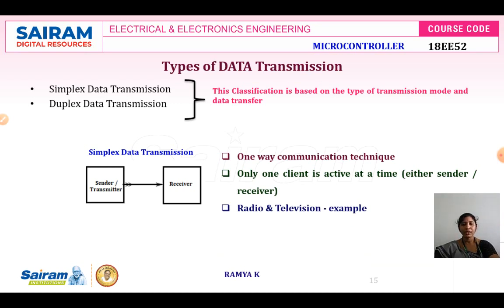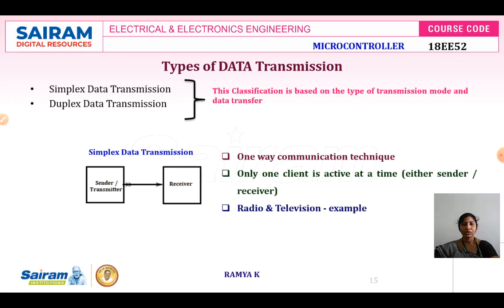For example, you can consider the radio and television. In radio, only the information will be transmitted. Being an audience, in the same way in television also, whatever the television is telecasting, only that thing we can see. We cannot communicate with the television or with the radio. It is a one-way communication. At a time only one client will be active, either a sender or a receiver. So it is a simplex communication.